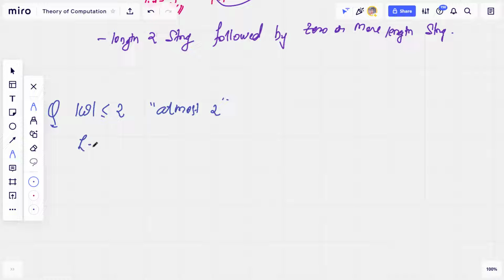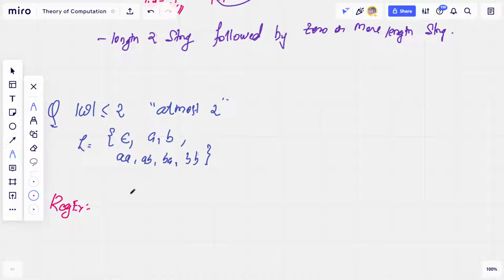Let me write the language. Of length 0, it will be simply epsilon. Of length 1, it will be A or B, and of length 2, AA, AB, BA and BB, right? So the naive regular expression would be just a union of all these: epsilon plus A plus B plus AA plus AB plus BA plus BB. That's the simplest kind of regular expression, but we can actually simplify it.